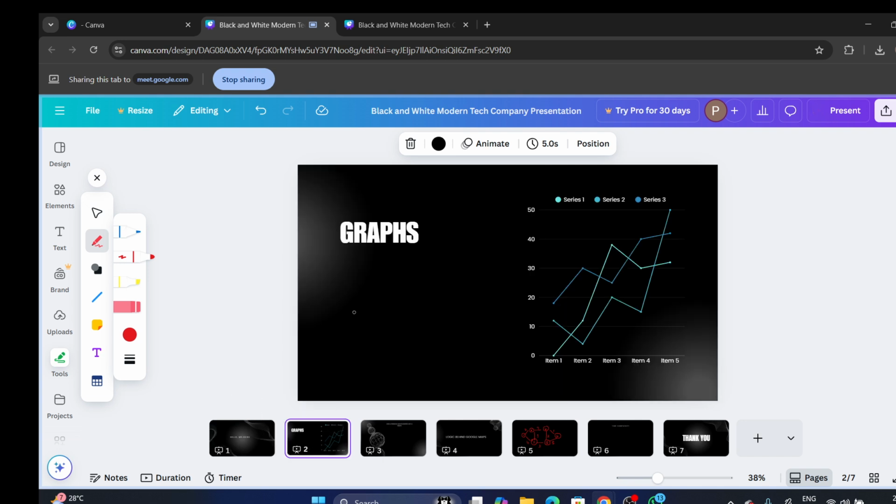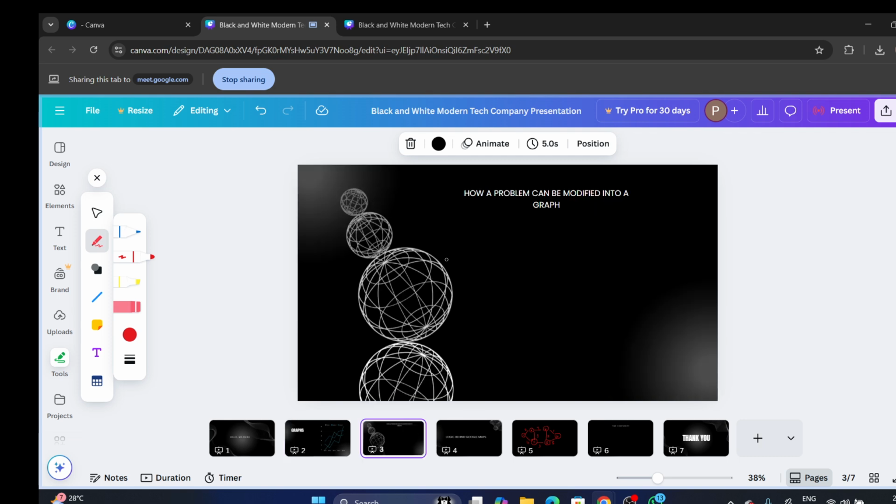Today, for my DSA project, I would like to start this presentation on graphs. I'd like to tell about algorithms in graphs, for example, how a problem can be modified into a graph. So we are going to start with this introduction and then we are going to look at some examples.